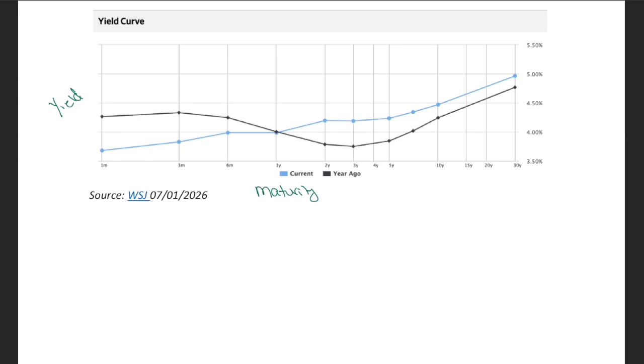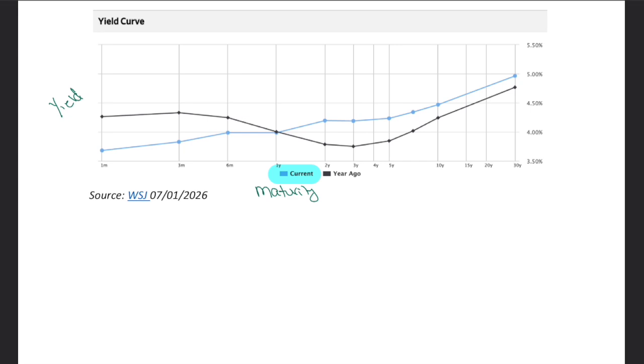One thing to note here is the way the Wall Street Journal typically reports yield curves is there's going to be a current yield curve. So that is what the yield curve currently looks like. And then they also include a year ago yield curve in black. That is what the yield curve looked like 1 year ago. So we're going to focus on the current yield curve.